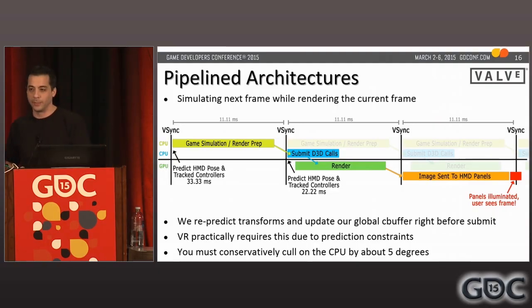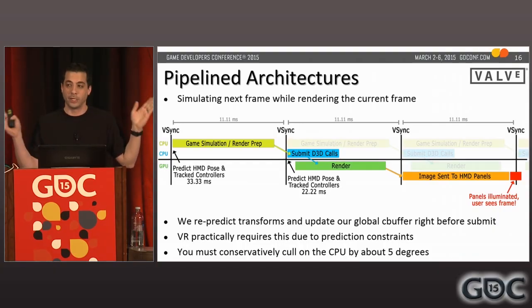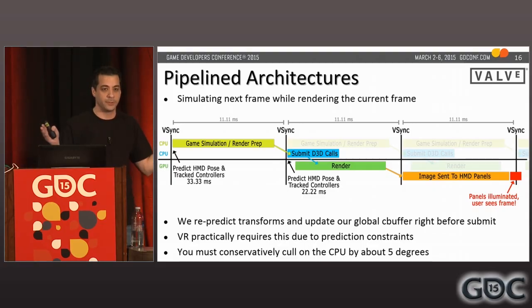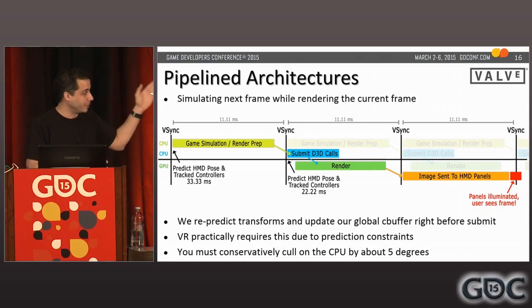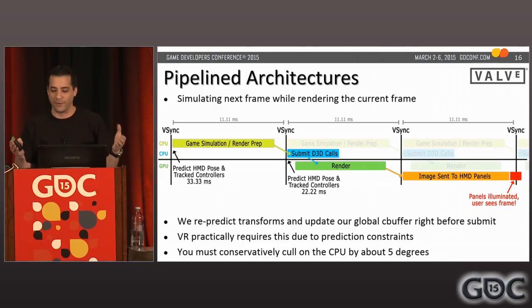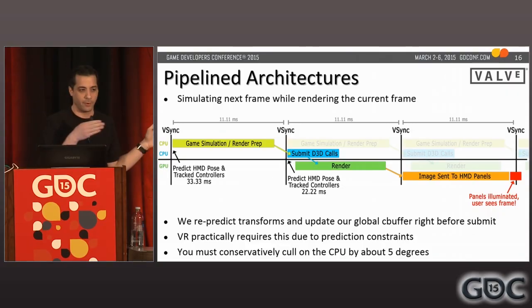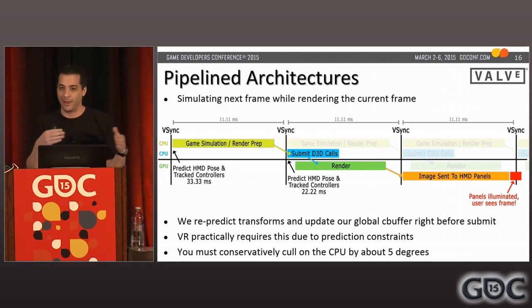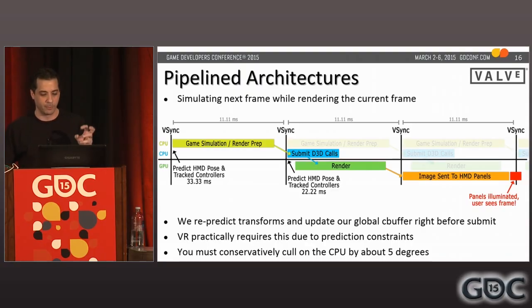But one thing to keep in mind is we are simulating with a different set of transforms than we're rendering with, okay? So we generally tend to conservatively cull on the CPU by about 5 degrees in each direction out of our frustum, because in that one frame, from when we started to simulate to when we started to render, the user can be moving their head. And we've measured about 5 degrees is enough to cover that movement. And if you manage to move faster than that, you're moving so fast you're not even going to notice an object popping in at your periphery. So 5 degrees is pretty safe for us. We think that's a good number.